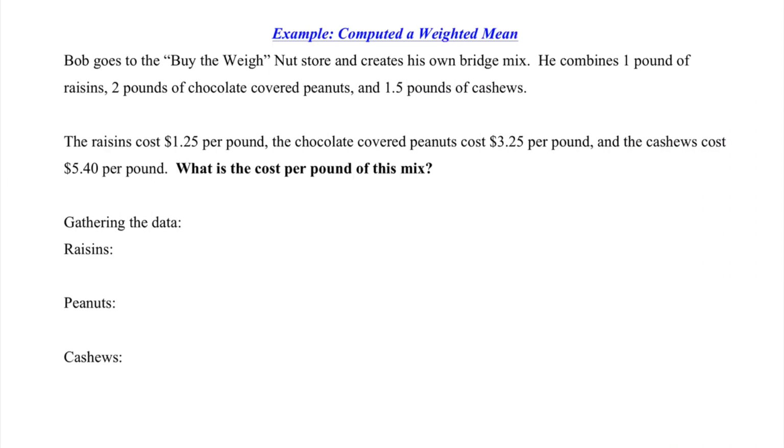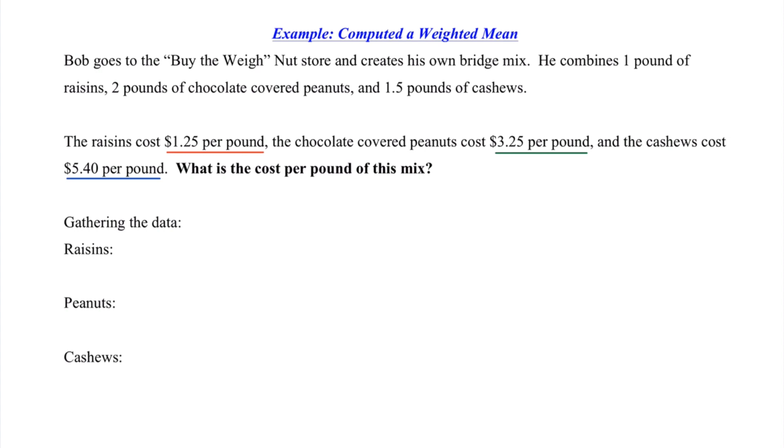In our example, we're told that Bob goes to the By the Way nut store and creates his own bridge mix. He combines 1 pound of raisins, 2 pounds of chocolate covered peanuts, and 1.5 pounds of cashews. Then we're told the raisins cost $1.25 per pound. This is our first value of a category. So we established the category of raisins, and now we have a value that is $1.25. Next, the chocolate covered peanuts cost $3.25 per pound, which creates the next category for us. And finally, cashews cost $5.40 per pound.